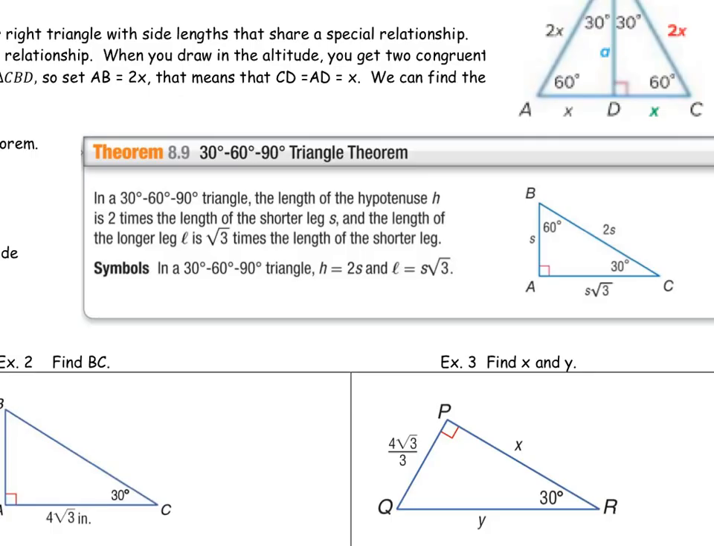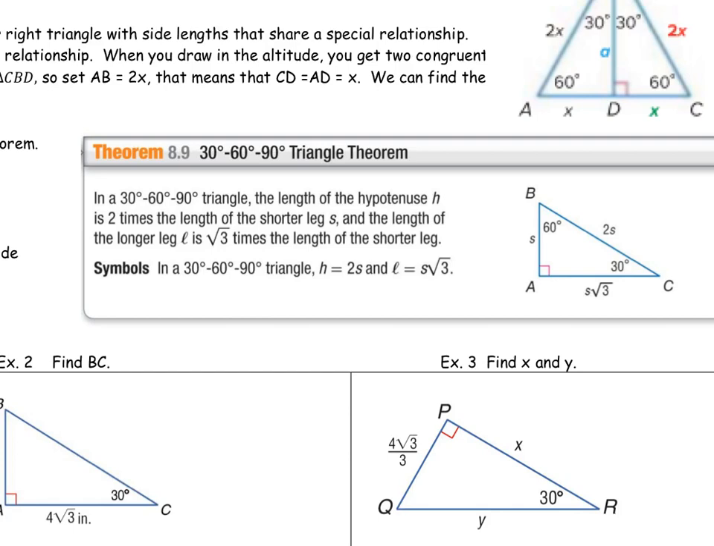So looking at the theorem, this is theorem 8.9. In a 30, 60, 90 triangle, the length of the hypotenuse is 2 times the length of the short leg. The length of the longer leg is the short leg times the square root of 3. So the hypotenuse is going to be 2 times the short leg, and the longer leg is the short leg times the square root of 3. So everything is going to be in terms of the short leg.